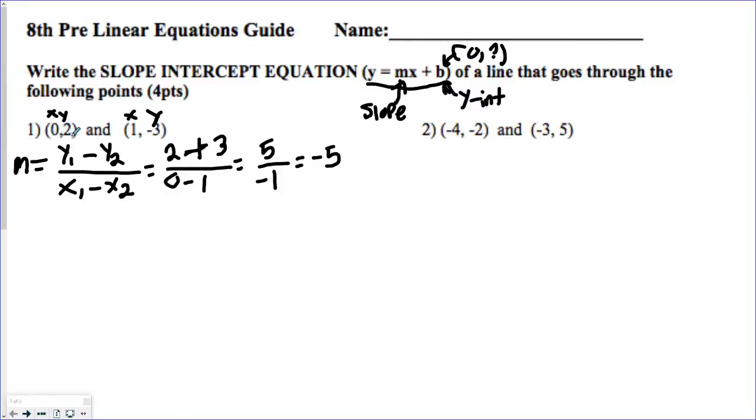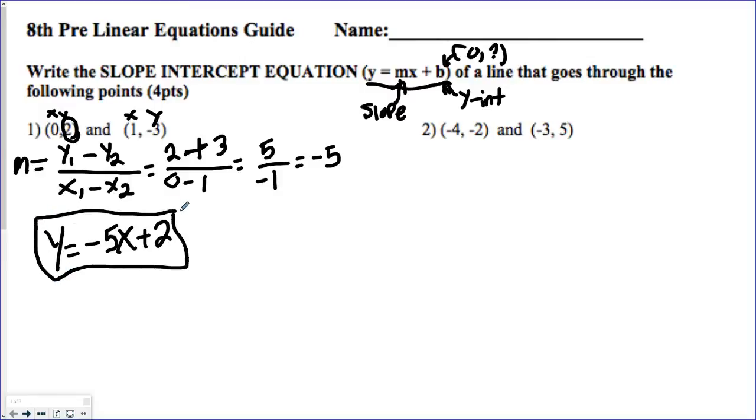Like in this case, 0, comma, 2. Well, this is 0, comma, something, so that means this 2, that's my b value. So my equation is just y equals m, which is -5, x plus b, which is 2. And then this would be my answer. Now, this shortcut won't always happen, but be on the lookout for points that are in the form 0, comma, something, because that gives you a free b value that kind of eliminates half the work, if not a little bit more. So let's see about the next one here.